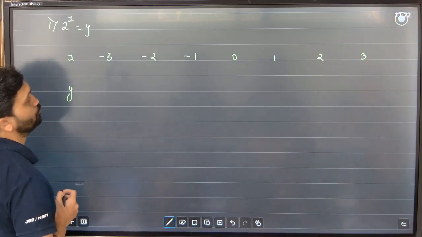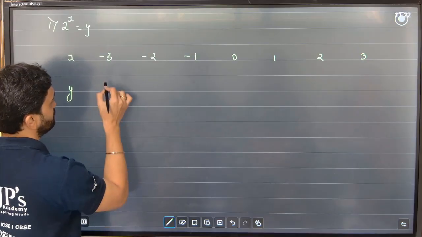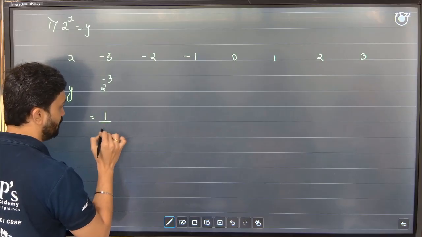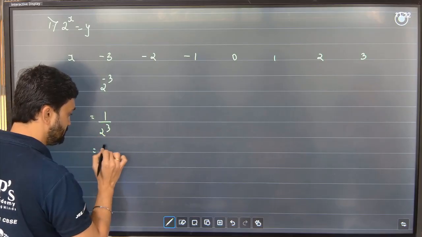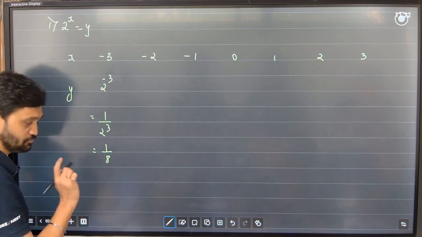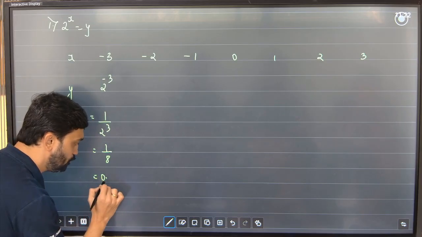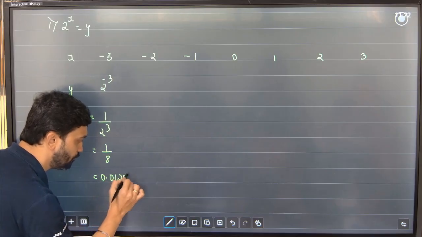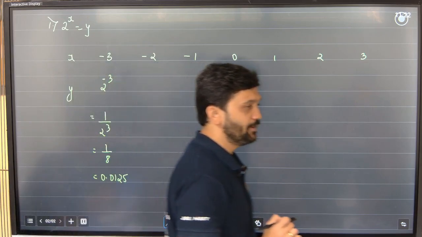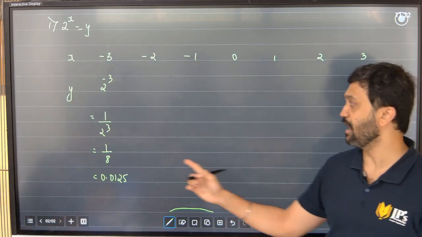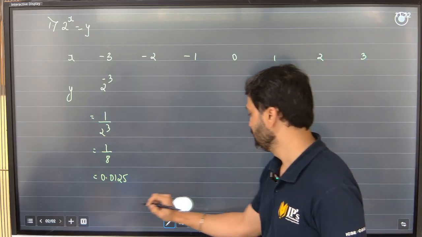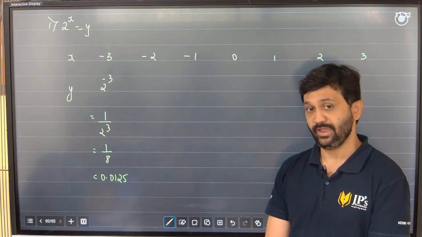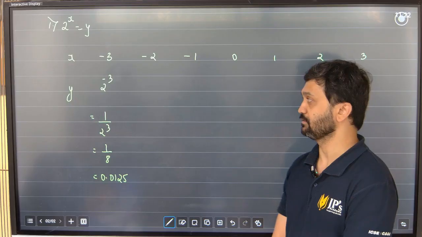If I substitute x ke jagah as minus 3, this will become 2 raised to minus 3, which is 1 upon 2 cube, which is 1 upon 8, which is not equal to 0. It is 0.125. So when x is negative, the answer that I get for y is 0.125, which is in the second quadrant. X negative, y positive, second quadrant.